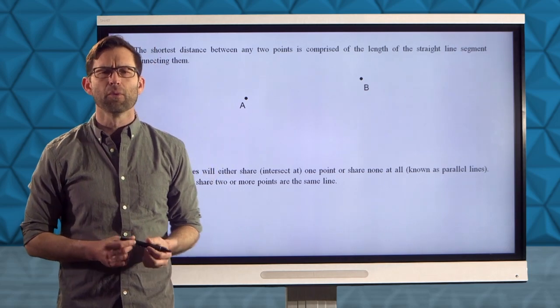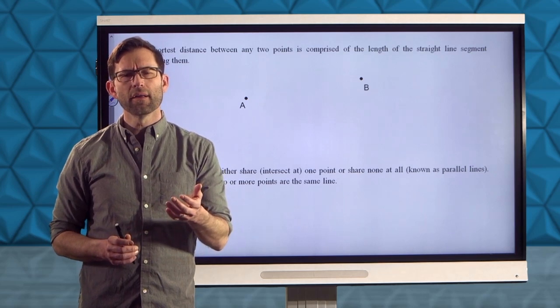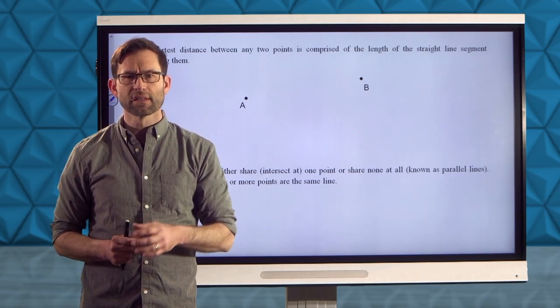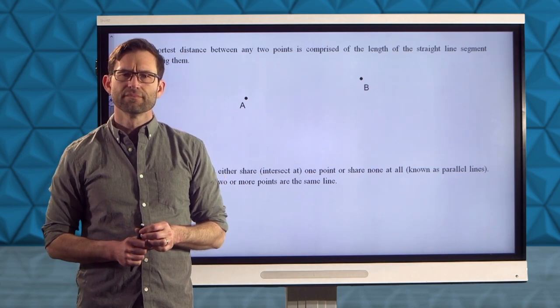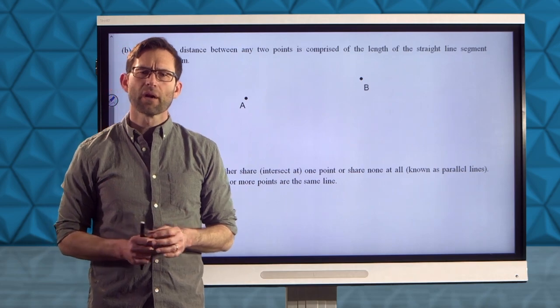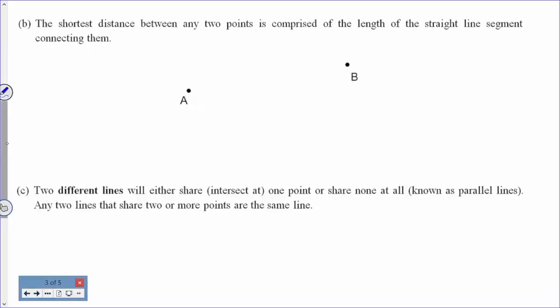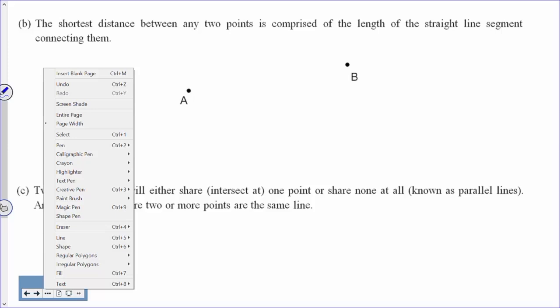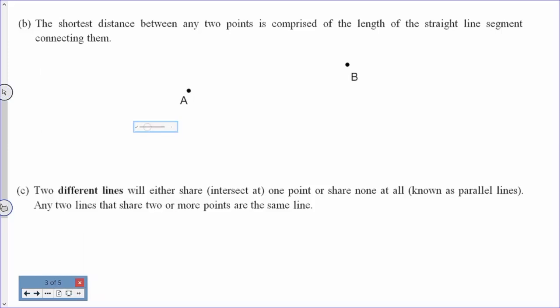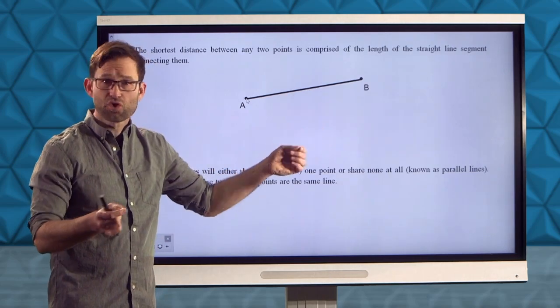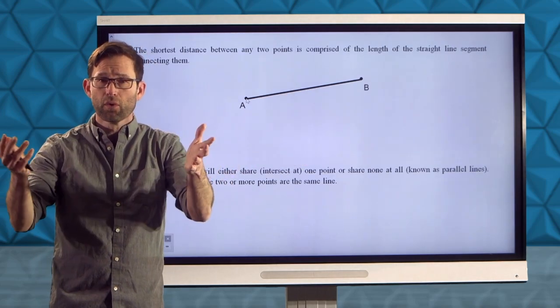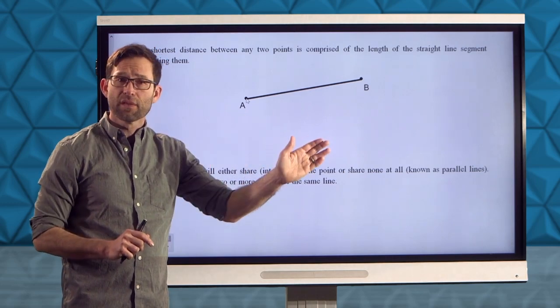So play around with that a little bit and think about why, at least intuitively, that seems to be true. All right, let's talk about it a little bit. Going back and grabbing my line, I'm claiming that this is going to be the shortest distance. If I measure that length, piece of string, take it out, put it up to my ruler, my claim is that's going to be the shortest one.